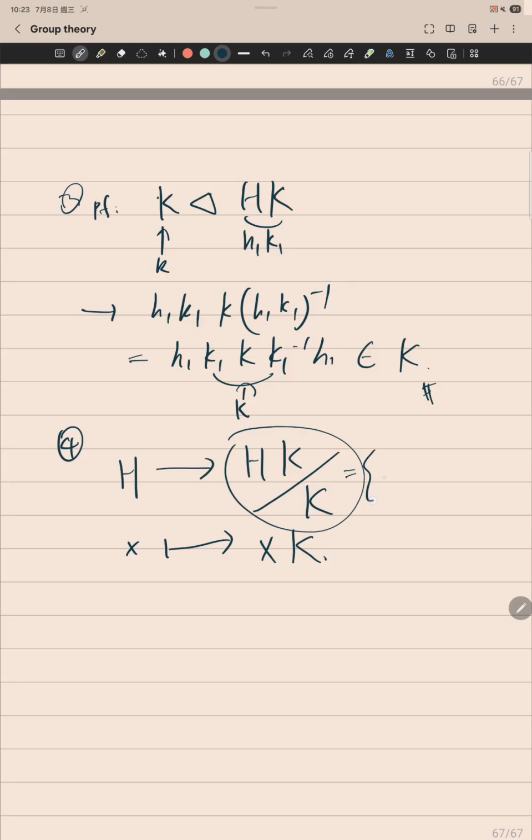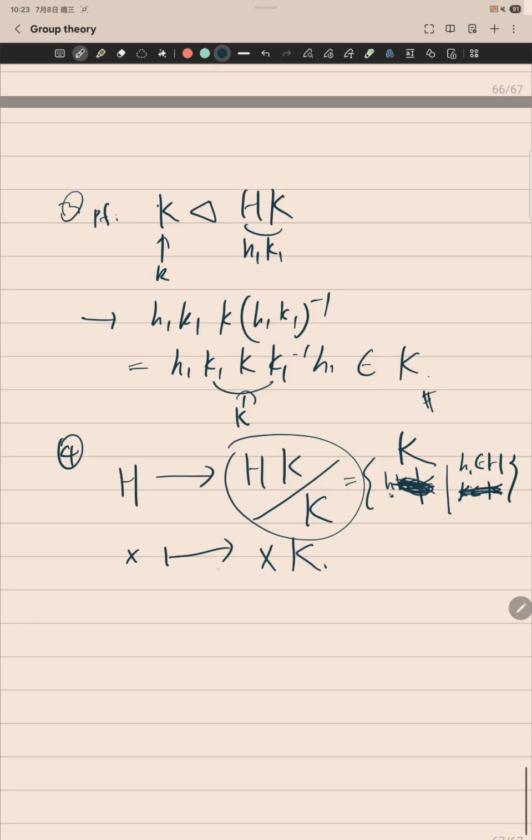HK, right? This element should be written as hkK, h in H, k in K, small k in K. But K is already in K, right? So I don't need to write this. I can just write hK. So actually this set is basically called hK with h in H. So the mapping will be x mapped to xK. So every element h just put in front of this K. So this is the homomorphism.